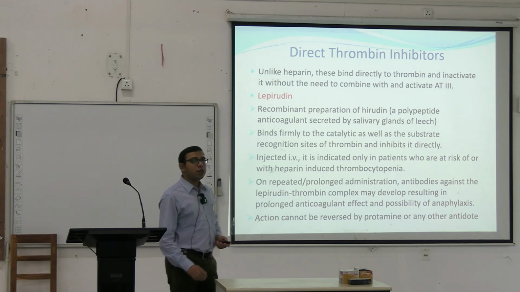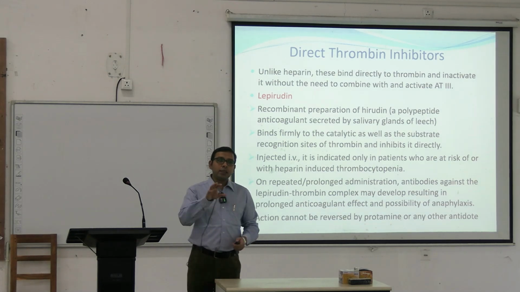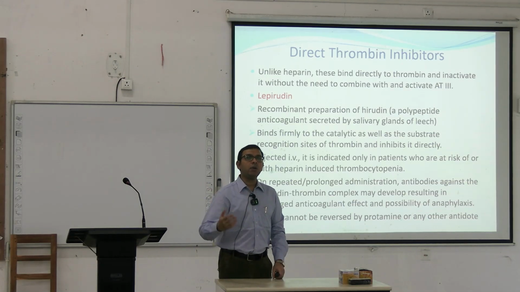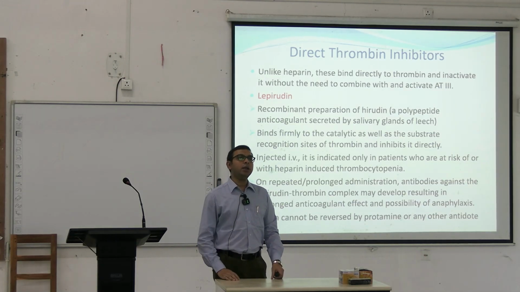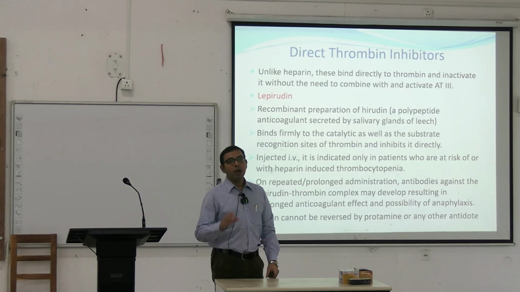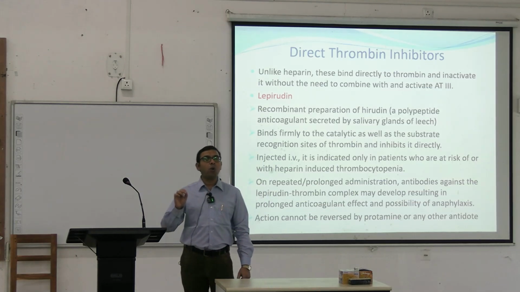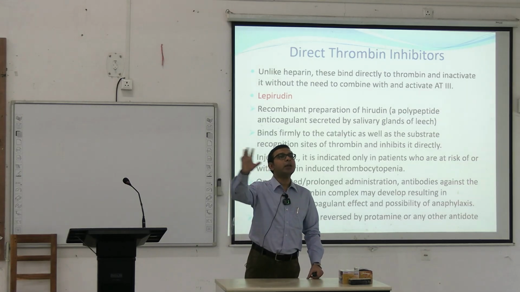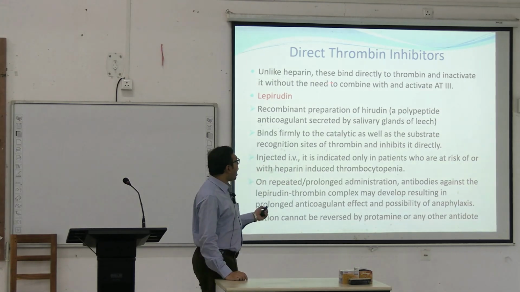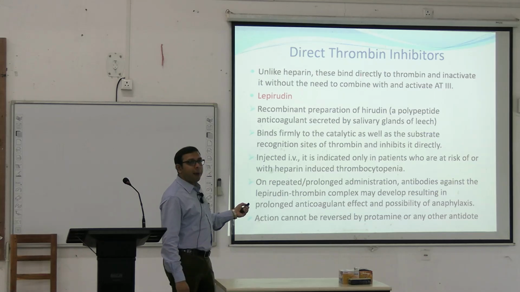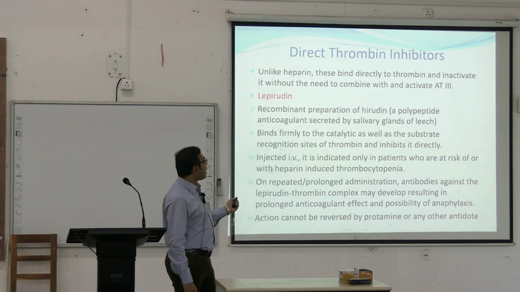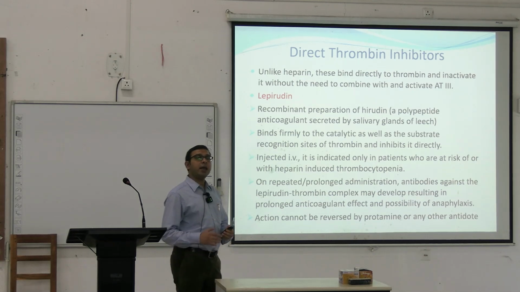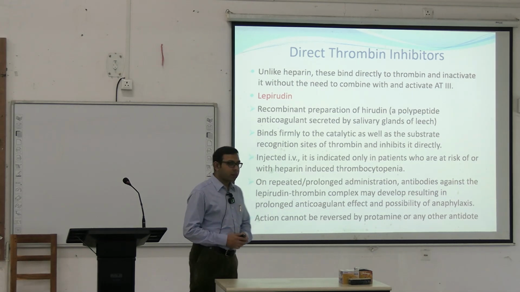Then coming to the direct thrombin inhibitors. So this heparin, low molecular heparin, etc., all act indirectly. They are known as the indirect thrombin inhibitors because they do not have intrinsic anticoagulant effect. They mainly accelerate the interaction of antithrombin with other clotting factors. But there are some direct thrombin inhibitors. So they bind directly to thrombin and inactivate it without the need to combine with and activate the antithrombin III. That's why they have more chances of the adverse drug reactions also.